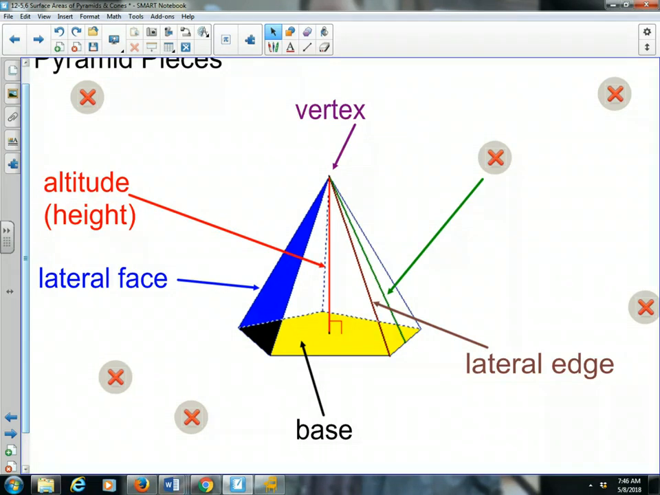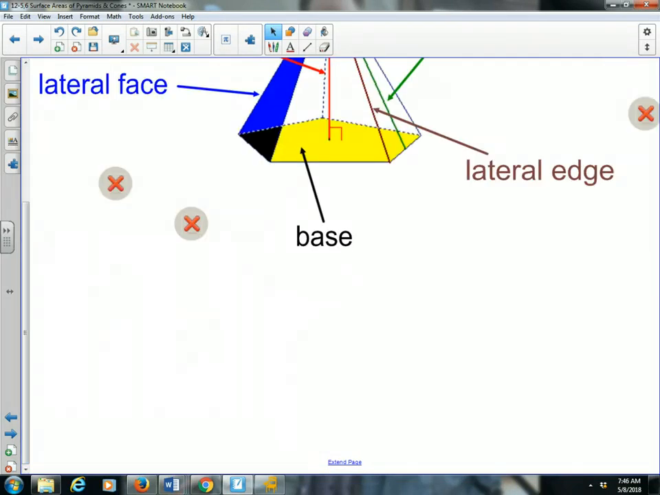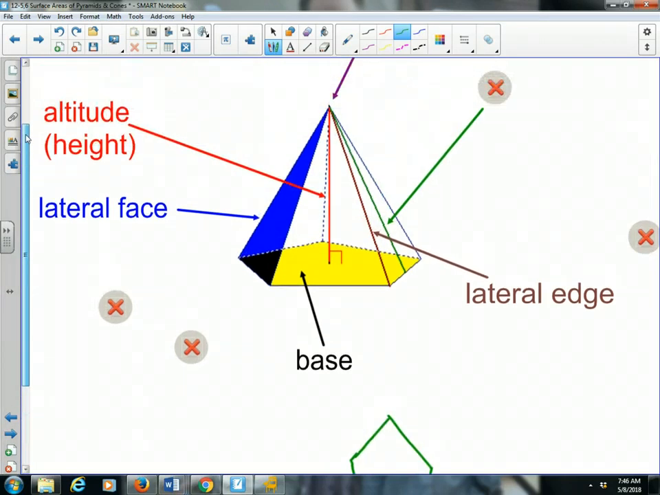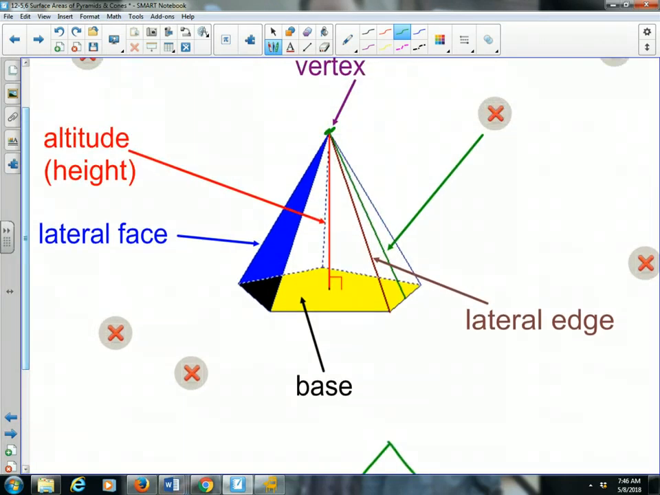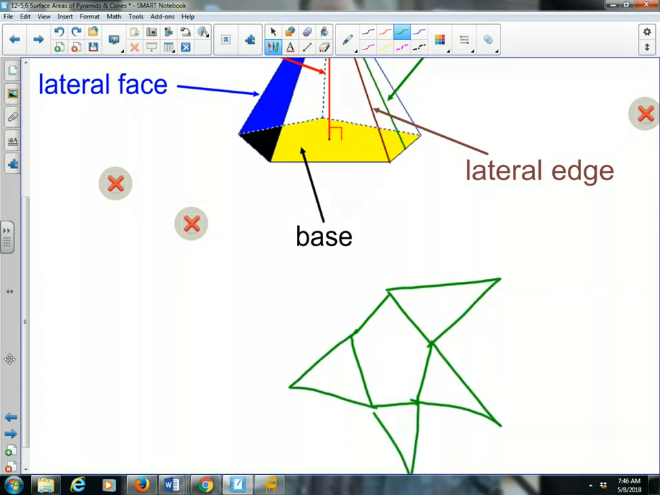If I were to make a net of this pentagonal pyramid, I'd probably draw the pentagon base. And then I would almost peel this like a banana. If you picture this being the top of the banana, I would just peel it down each way, and I would have 5 different triangles. So it would look like this: 1, 2 triangles, 3 triangles, 4 triangles, 5 triangles.